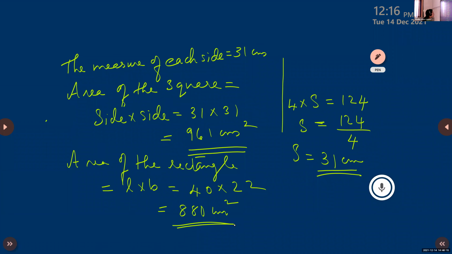So which one has more area or less area? More area. Which encloses more area? The square encloses more area. So the concept is clear to you. When a wire is bent to form another shape, the length of the wire remains the same because we are using the same wire. So its perimeter remains the same. If it is made into a circle also, the perimeter, that is the circumference, remains the same.